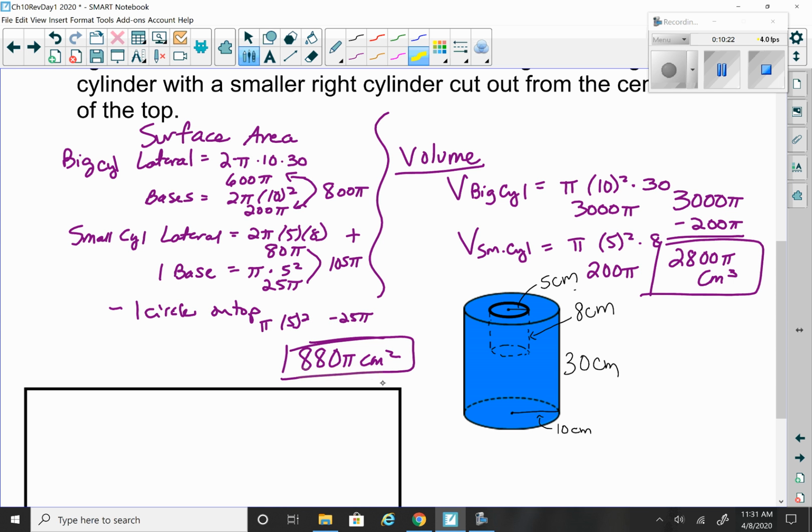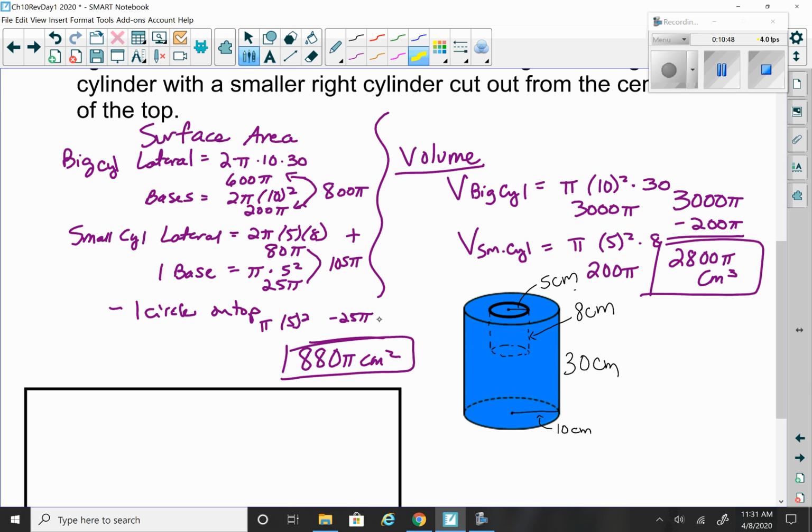Another way that I have seen students do this, instead of adding in the 25 pi and then subtracting it out here, they just don't even show that. And then they just add the 800 pi and the 80 pi together. That's how they got 880 pi. So if you didn't want to add in the 25 pi and then subtract it later, you could also do it that way. Again, just to break it down for you though, I showed each step or each piece of that process.